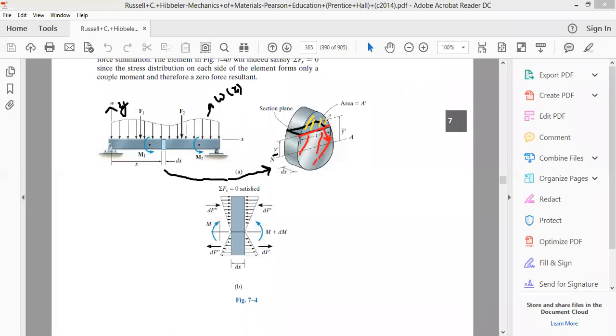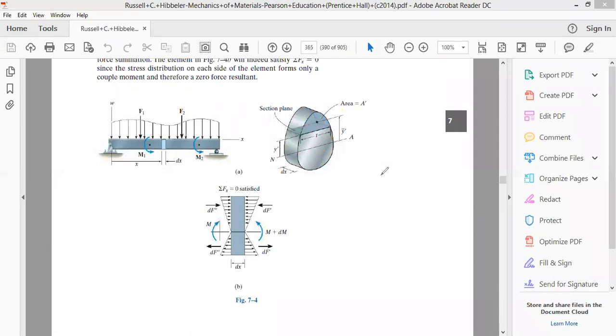This sectional plane divides the total area into two areas. One is the area above the sectional plane, which we call A prime. Another is the area below the sectional plane, that will be A, the total area, minus A prime. We'll be focusing our attention and doing our analysis on the area which is above the sectional plane, whose area is A prime.